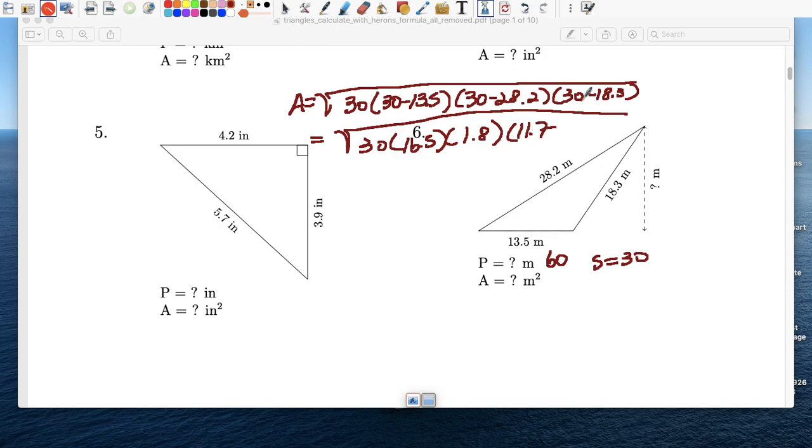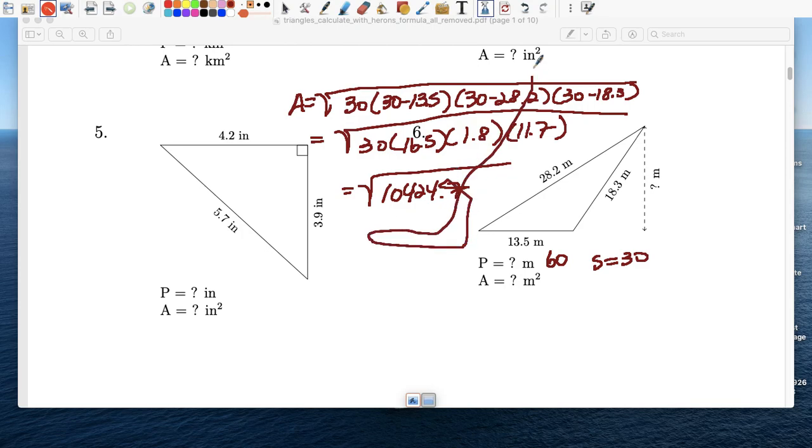Right. Let's multiply that. We get 30 times 16.5 times 1.8 times 11.7. Enter. We get 10,424.7. Take the square root of that. Enter, enter, and oops. And the square root of that is 102.1. We're going to leave it at that. What is this? Meters squared.